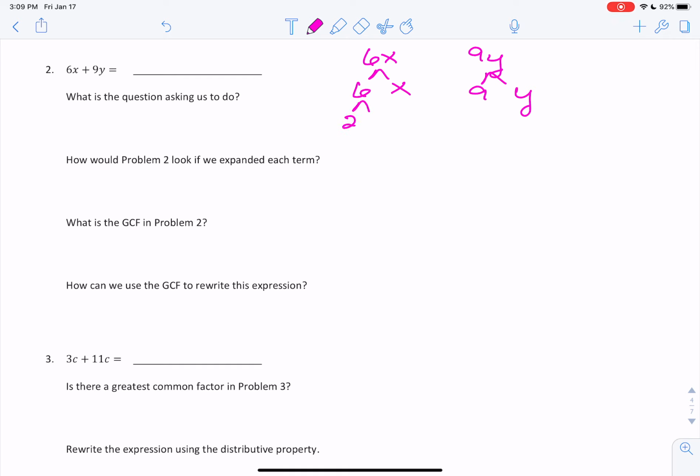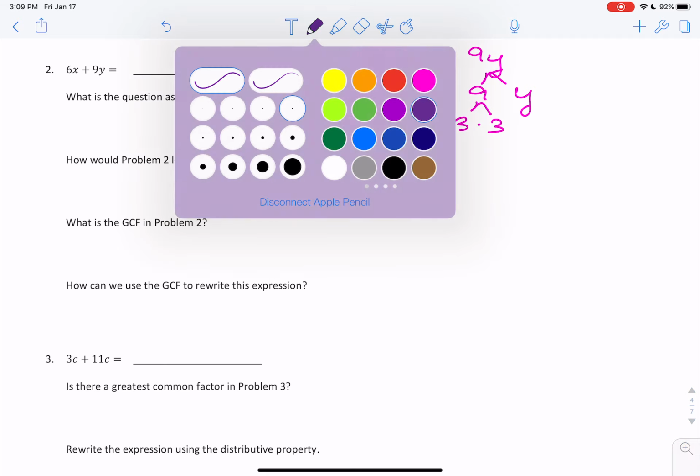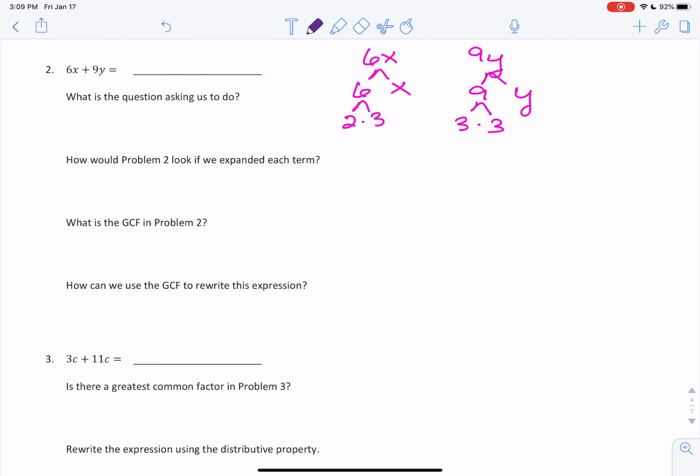6 is made up of 2 times 3. Those are the factors of 6. 9, we know, is 3 times 3. Okay, so now we see what is the largest number that they both have in common. Well, if we look at this, the 9 doesn't have any 2s, so they don't have that in common, but 6 has a 3, and so does 9. So the GCF, or the greatest common factor, is going to equal 3.